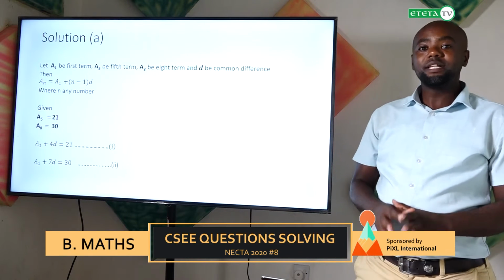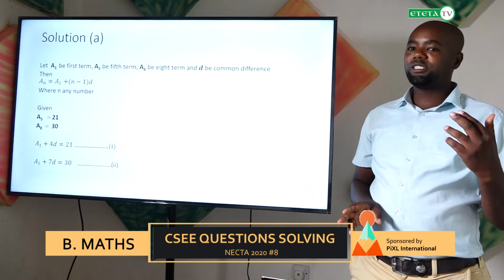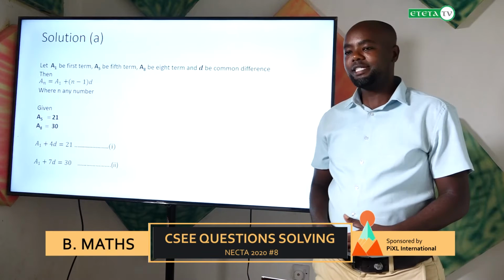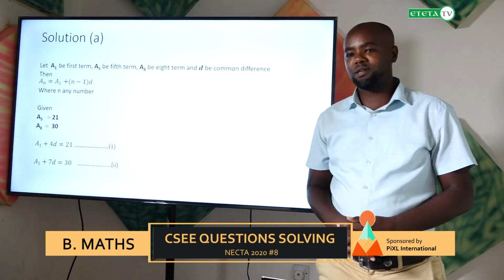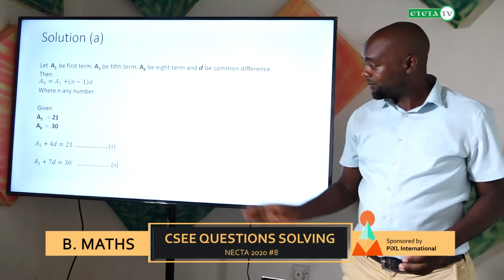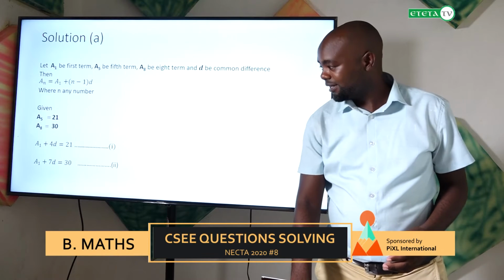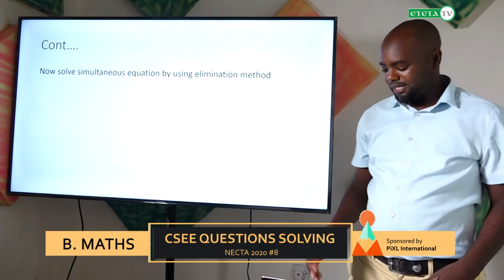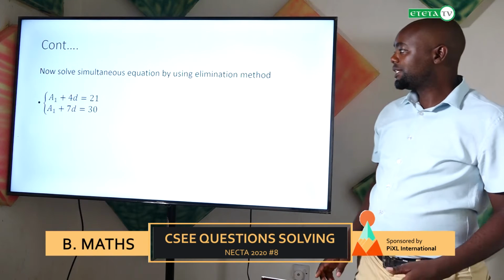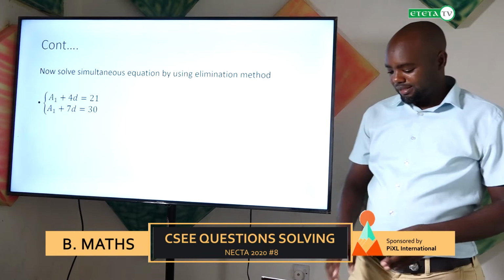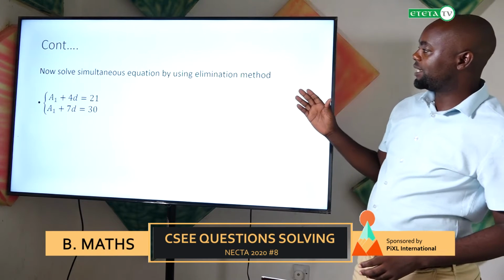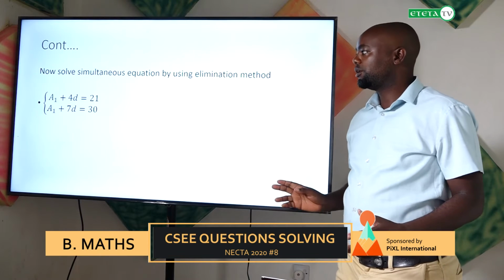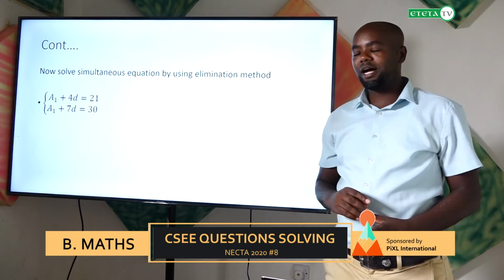We know that to solve a simultaneous equation, you can use any of the following methods. The first method is by elimination, or you can use the substitution method. So, solving those two equations simultaneously, you can use elimination, as I said. Then we are supposed to find the two unknowns. That means A1 we don't have and D we don't have. So we are supposed to find those two unknowns.